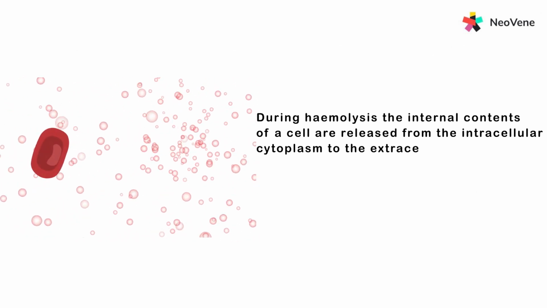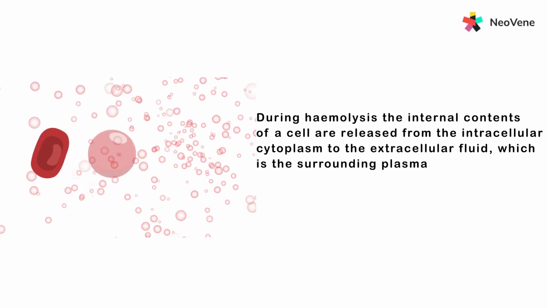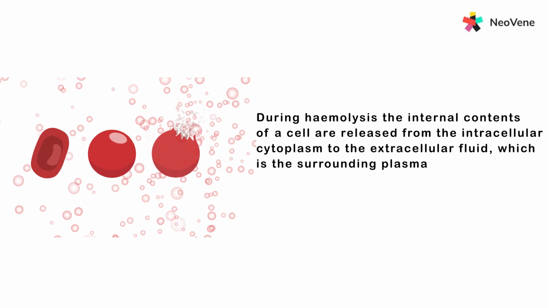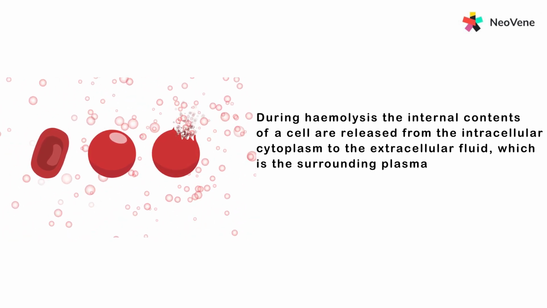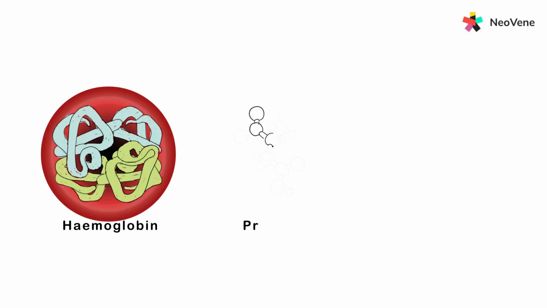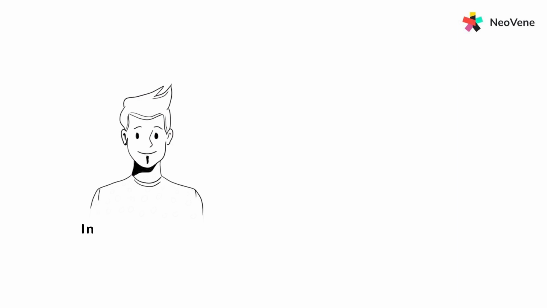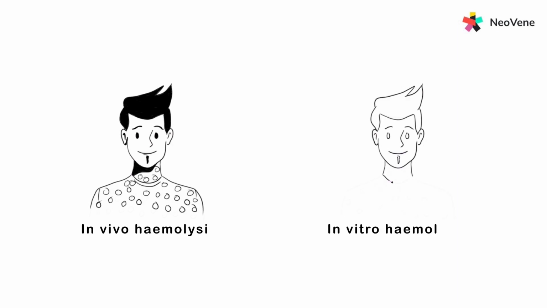During hemolysis, the internal contents of a cell are released from the intracellular cytoplasm to the extracellular fluid, which is the surrounding plasma. These intracellular contents include hemoglobin, protein, and cellular debris. Hemolysis may happen inside the body, in vivo, or outside the body, in vitro.